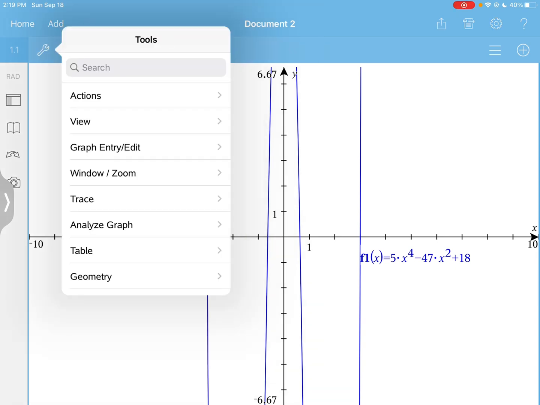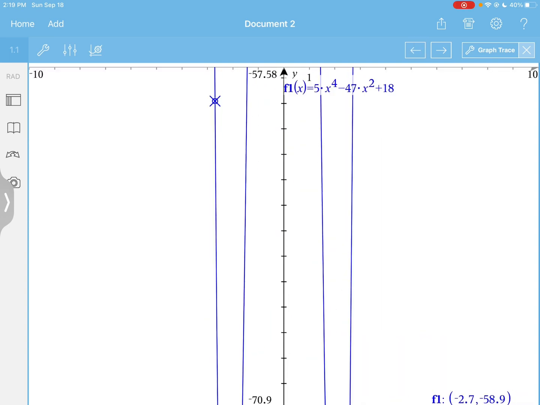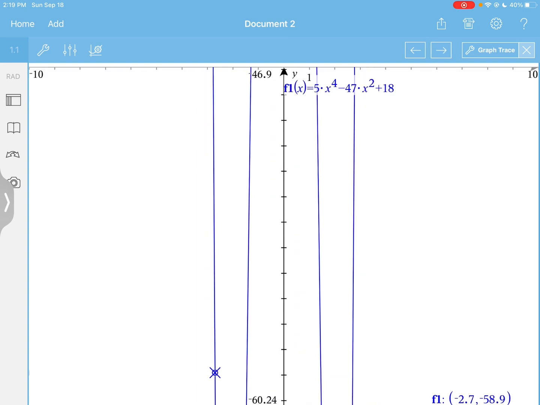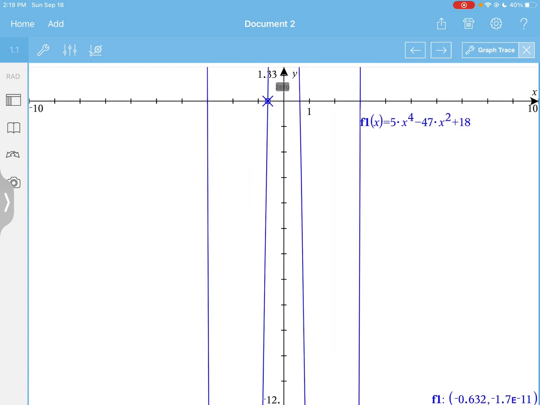So menu 5, 1. It always starts us at our y-intercept. So we're going to have to move to the left. I'm going to move to the left until I get to that most outside zero. So there we go. We get -3. Then I'm going to go back to the right. So we have -3. And right there is a 0. So that is -0.632. So let's go ahead and write that down because I will forget it.